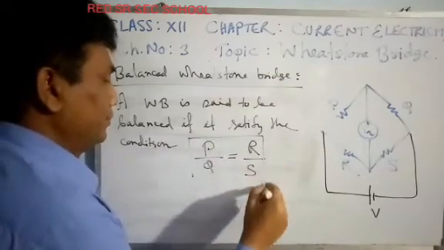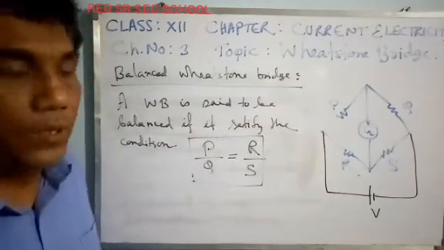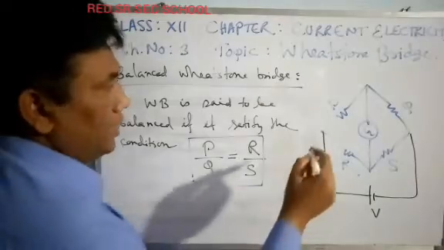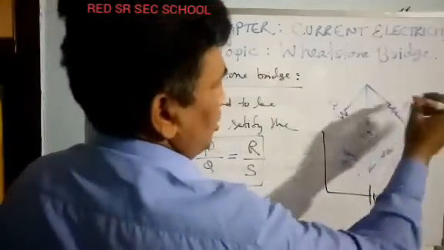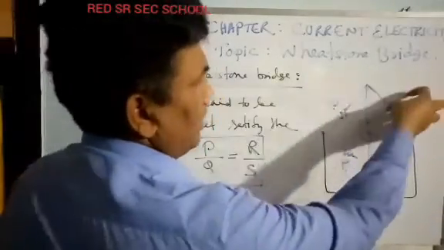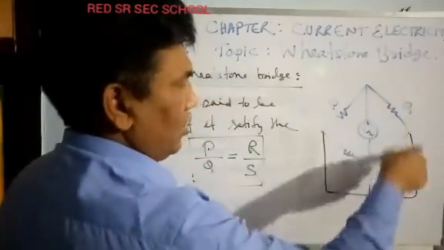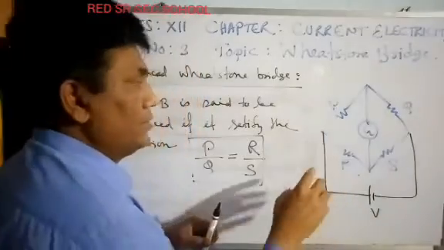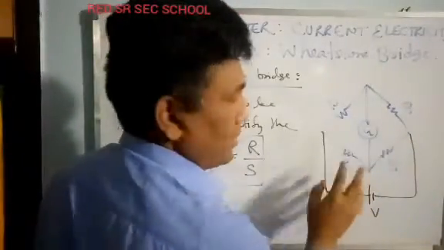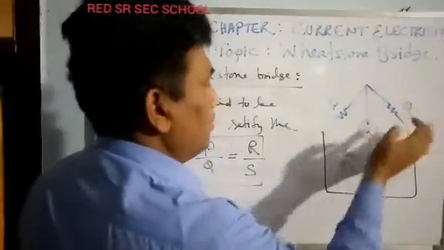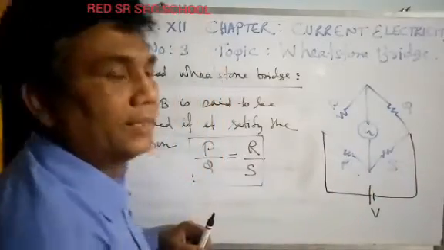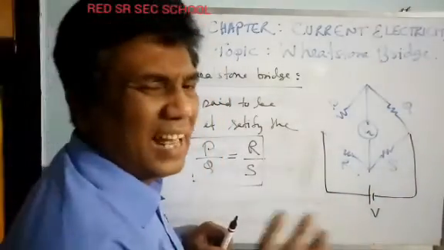Very important. I am taking this as P, this as Q. This resistance divided by this resistance must be equal to this by this. You see, it is not cyclic. You may get confused. This is P, Q, R, S. It is not like that. P, Q, R, S. Normally it is written like that only.